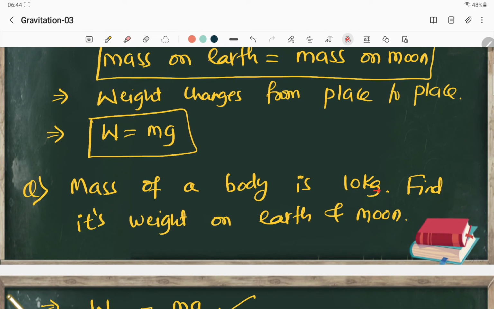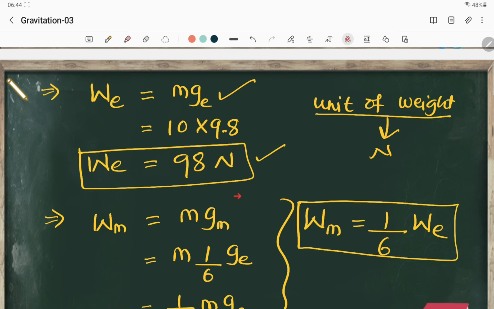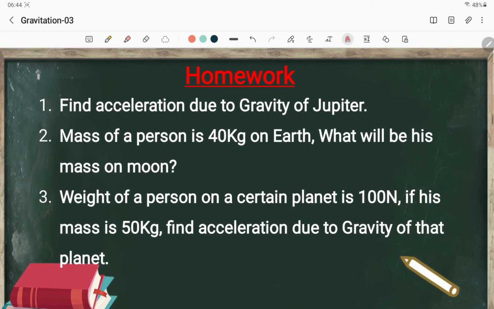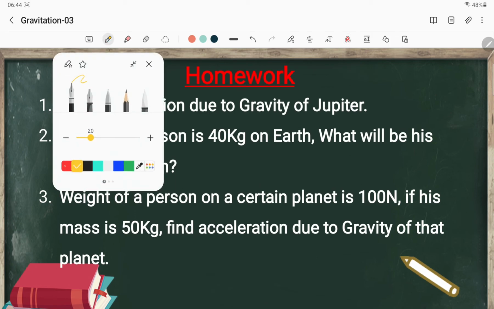Then I gave you some examples. If mass is given, we can calculate weight. If weight is given, we can calculate mass. All right, interdependently we can do all those things, and I gave you the example of earth, moon and all. All right, so here is some homework for you. Okay, look at this, how beautifully these are designed.